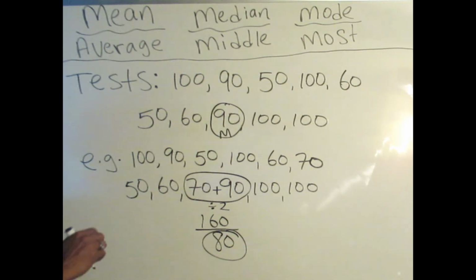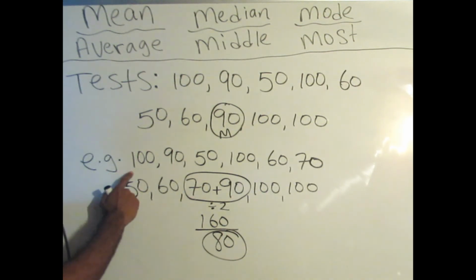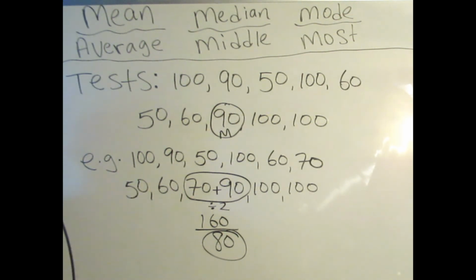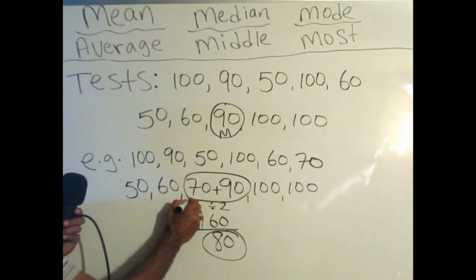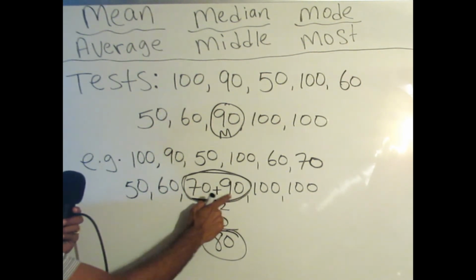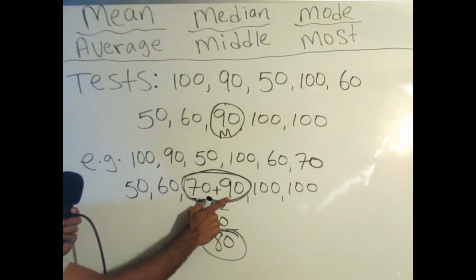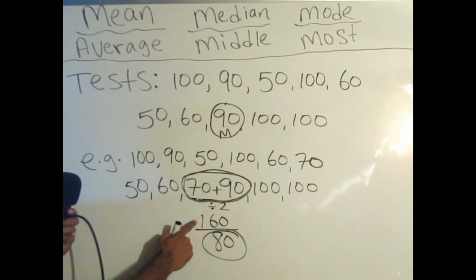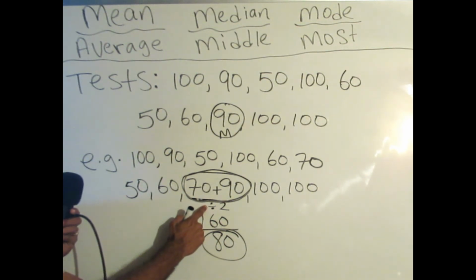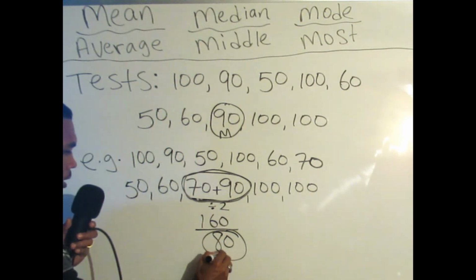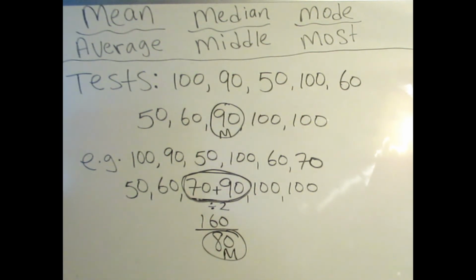A quick review: whenever you're finding the median of a set of even numbers, the rule says to arrange your numbers from biggest to smallest. So in this case, we have 6 different numbers, and there's no way we could locate one middle number. So the rule is you will find the 2 middle numbers, and you add them together and divide it by 2. So when we add 70 plus 90, we got 160. And when we divide 160 by 2, we got 80. So our median is 80.